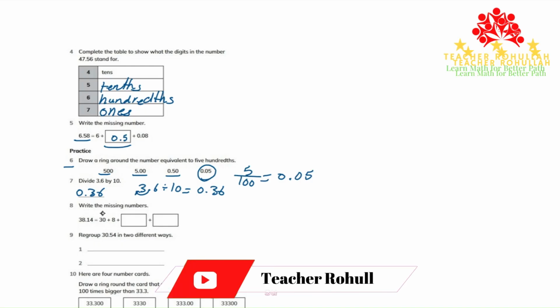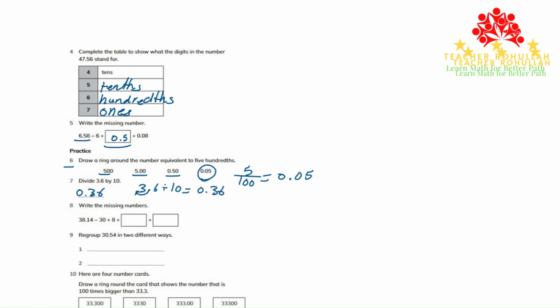In question 8, it says, write the missing numbers. The decimal that we have is 38.14. We have 30 plus 8 plus what number? Plus 0.1 plus 0.04. Now, if we add 30 plus 8 plus 0.1 plus 0.04, it will give us 38.14.